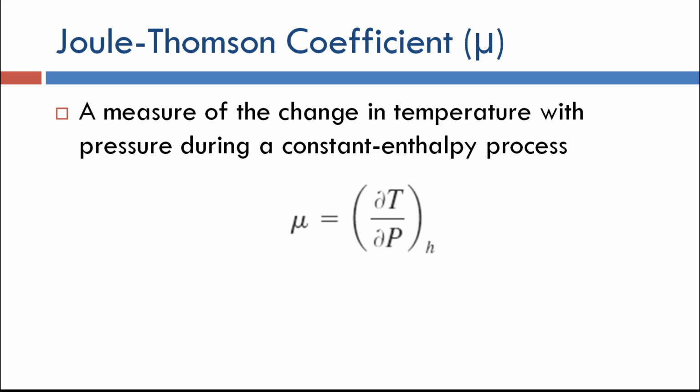So the Joule-Thomson coefficient, which is usually represented by mu JT or simply mu in thermodynamics, is a measure of the change in temperature with pressure during a constant enthalpy process. Joule-Thomson coefficient is a measure of change in temperature with respect to pressure, that is ∂T by ∂P at constant enthalpy. That is the process taking place in a throttling device.